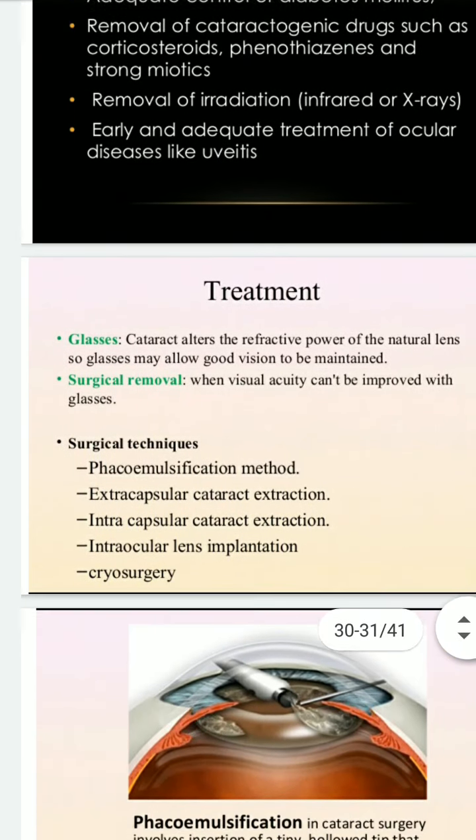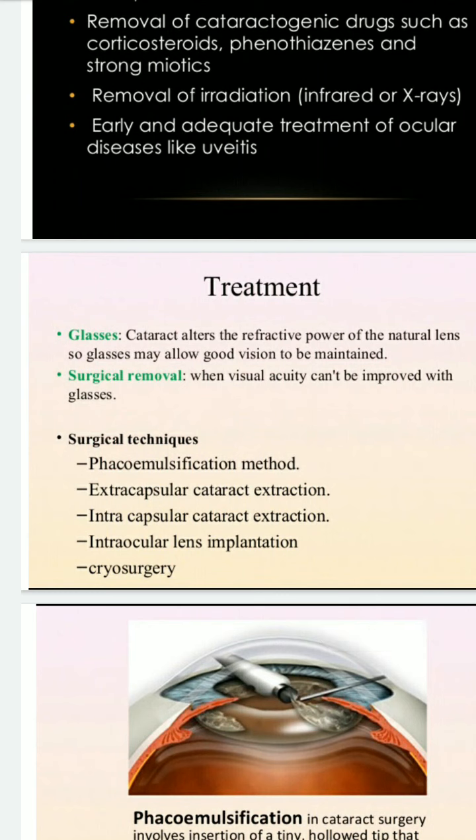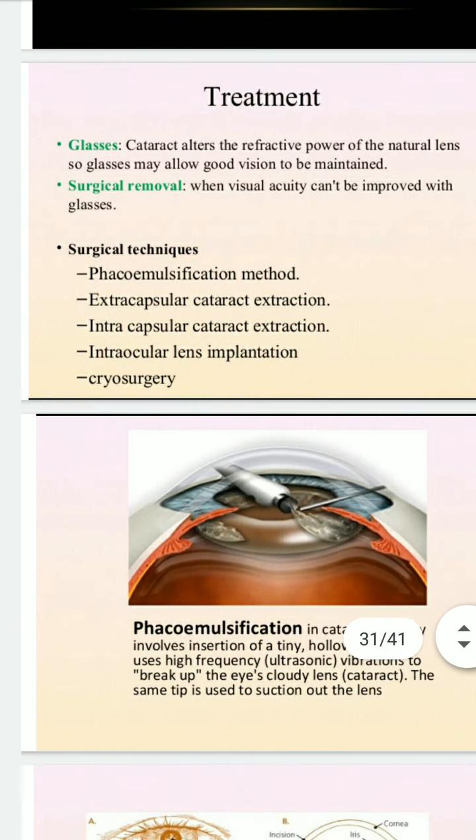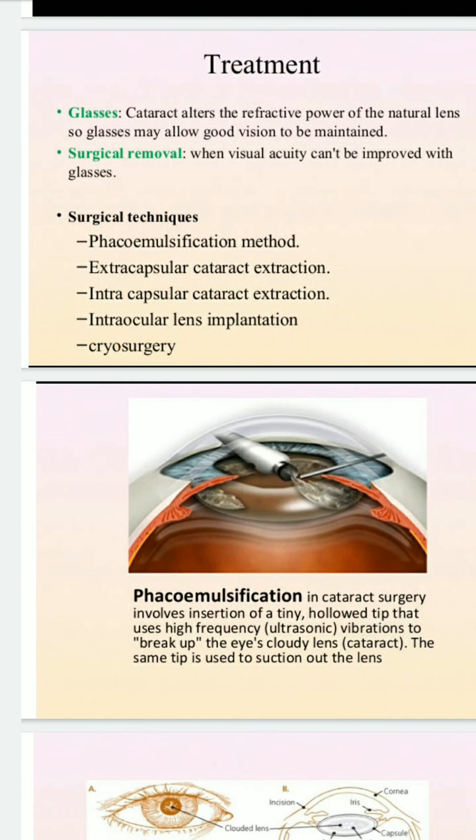And finally the treatment, which is mainly by using glasses, and when the visual acuity cannot be improved with glasses, surgical methods are used. The main surgical techniques are the phacoemulsification method, extracapsular cataract extraction, intracapsular cataract extraction, intraocular lens implantation, and cryosurgery. So that's all about the cataract. Thank you.